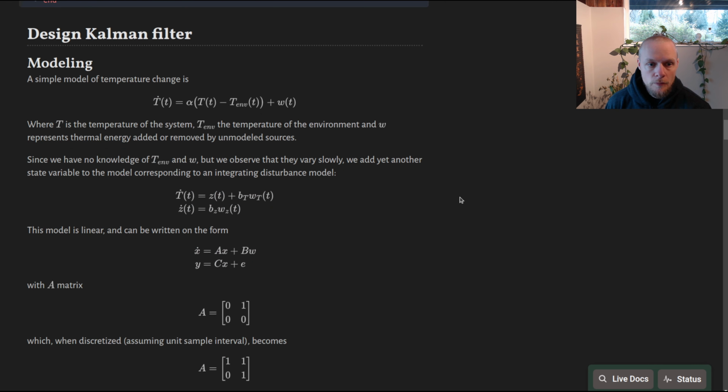All right, so to perform the state estimation using a Kalman filter, we need, of course, a model. And a simple model of a thermal system is that the temperature derivative is proportional, with a proportionality constant alpha, to the difference between the current temperature and the temperature of the environment. Alpha should actually be negative here. If the temperature of the environment is higher than the current temperature, then we tend to increase in temperature until we approach the temperature of the environment.